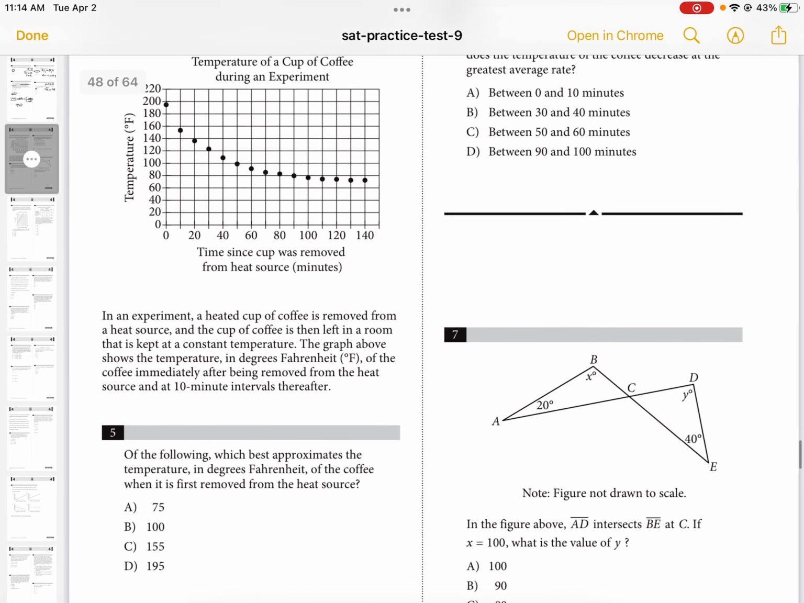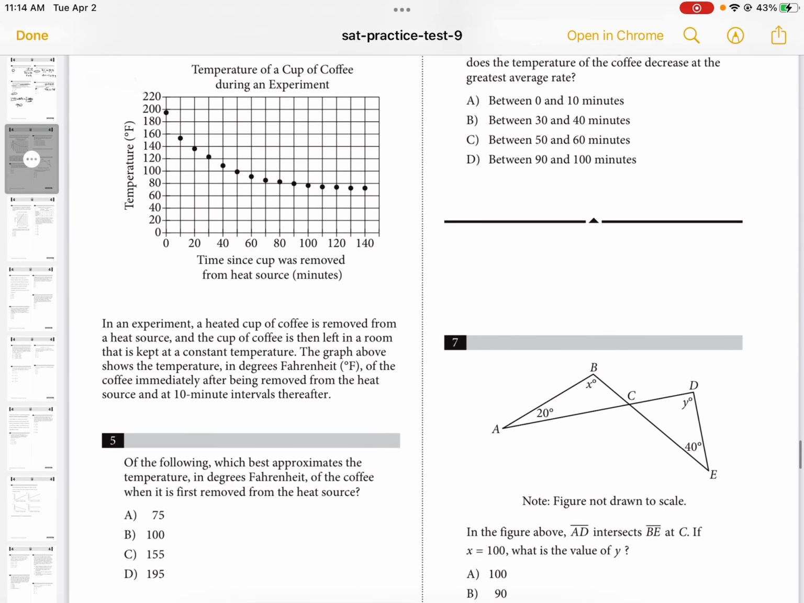Alright, numbers 5 and 6. So we have this graph. In an experiment, a heated cup of coffee is removed from a heat source, and the cup of coffee is then left in a room that is kept at a constant temperature. The graph above shows the temperature in degrees Fahrenheit of the coffee immediately after being removed from the heat source and at 10-minute intervals thereafter.